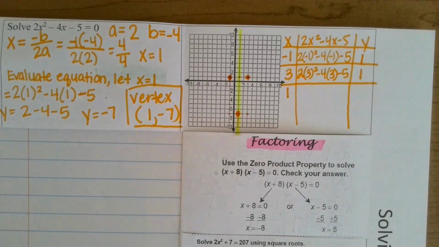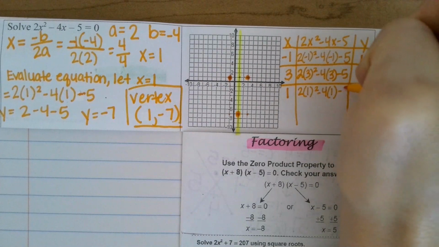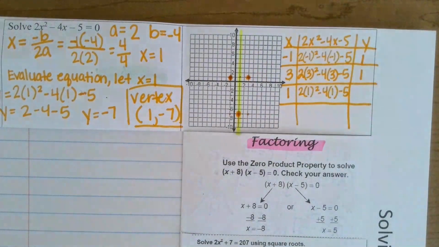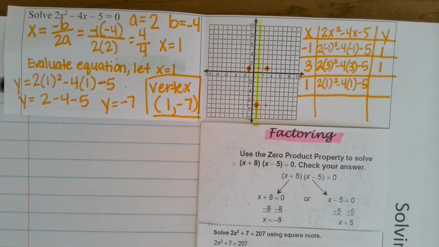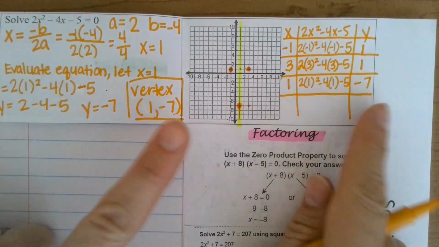All right, let's do just a couple more sets. So at 1, let's plug in 2 times 1 squared minus 4 times 1 minus 5. All right, go ahead and solve for that one. What did you get for that one? -7. And that was also our vertex, but that was another point.